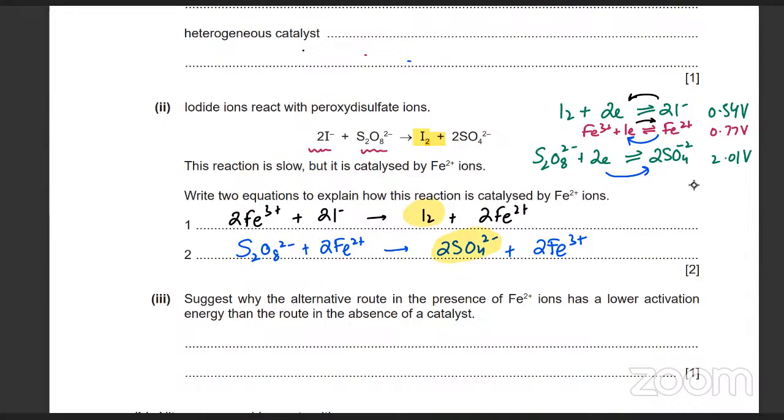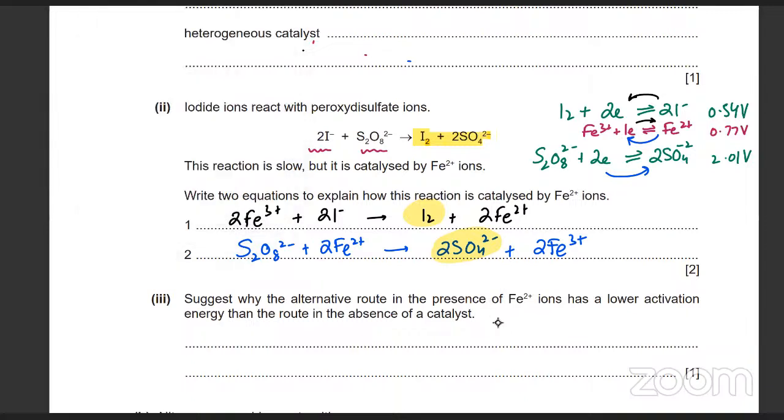Sir, is the order of the second equation important, or can it come before the first? The order is not important. It's just two reactions happening simultaneously, so the order is not important. They are separate reactions. The iron ions are reacting with I minus, and the iron ions are also reacting with the sulfate, so the order is not important. It could have been the other way around. But the end goal will be the same in both cases.